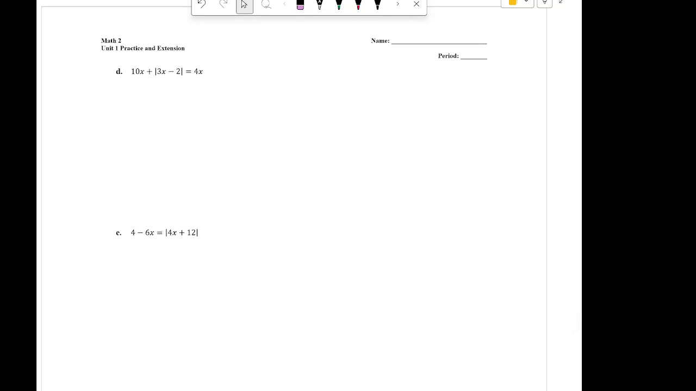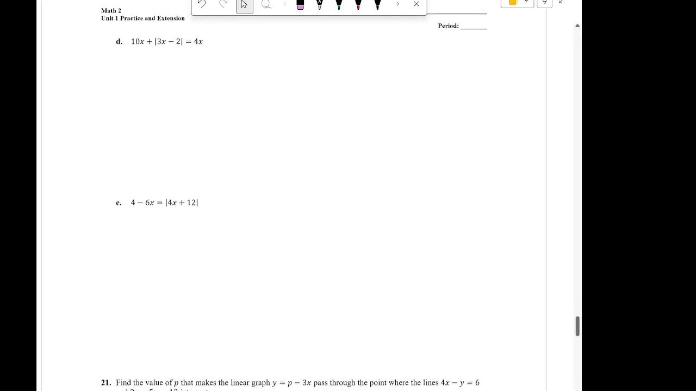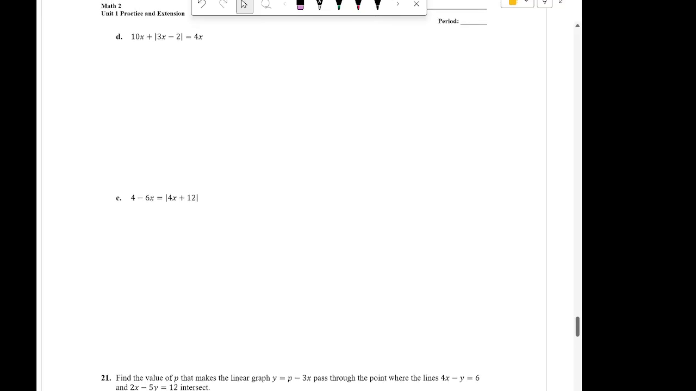Okay, let's look at 20D from the Unit 1 practice problems. Now, the first thing I've got to do is get rid of that 10x so that I isolate the absolute values. So if I subtract 10x from both sides, I'm going to get 3x minus 2 equals negative 6x. Now, that's not necessarily a negative value on the right, because if x is negative, that whole term becomes positive. So that could still work.